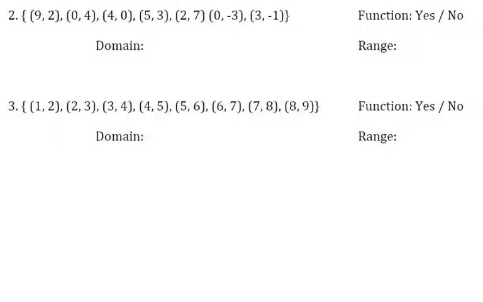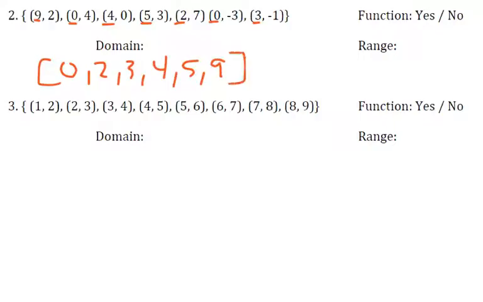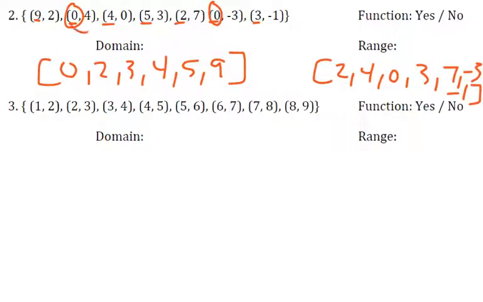Okay, so that's what we do on all of these ones. Same idea. So the domain would be 9, 0, 4, 5, 2, 0, 3. Okay, so 0, 2, 3, 4, 5, and 9. The range would then be the y values, 2, 4, 0, 3, 7, -3, -1. Now, notice we have two zeros. So two inputs, check their outputs. Different outputs means it's not a function.